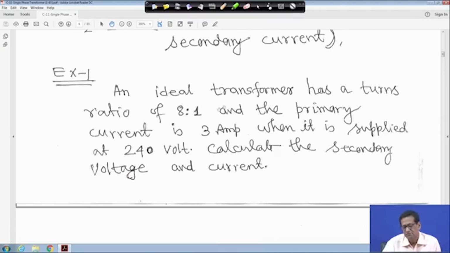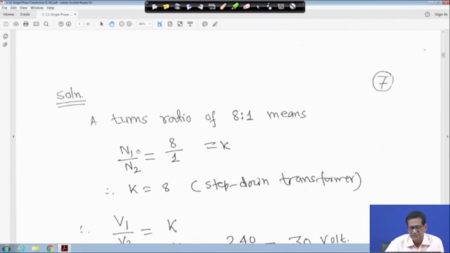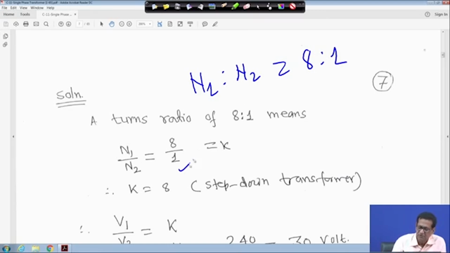Take a small example. An ideal transformer has a turns ratio of 8:1 and the primary current is 3 ampere when it is supplied at 240 volt. Calculate the secondary voltage and the current. Whenever it is given as 8:1, that means N1 is to N2 is equal to 8:1, so N1 by N2 is equal to 8 by 1 is equal to K. So K is equal to 8, which means it is a step down transformer because K is greater than 1.